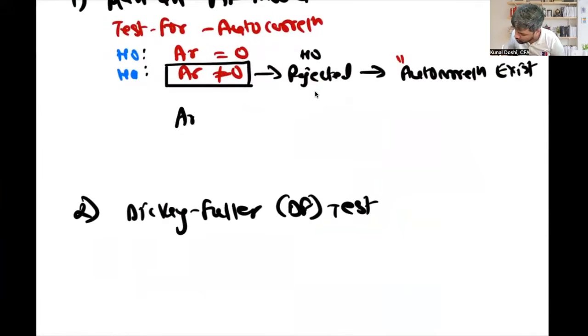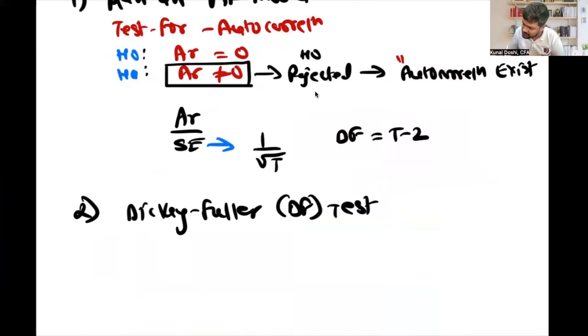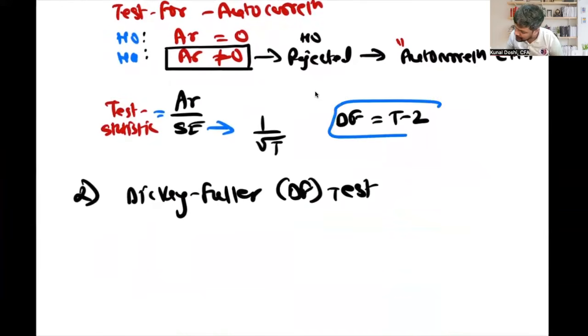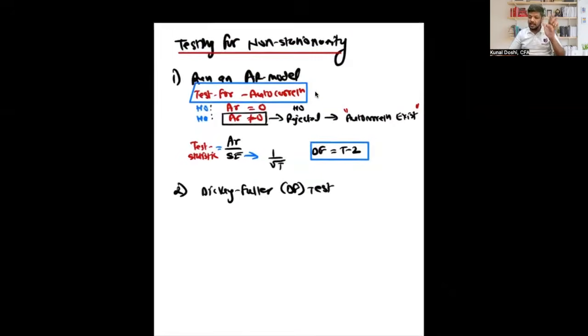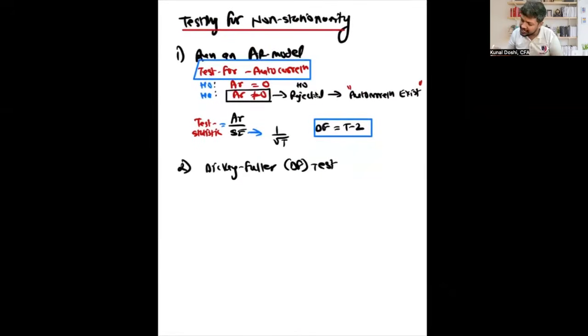The test statistic was autocorrelation divided by standard error, and the standard error was simply 1 over square root of T, with degree of freedom T minus 2. I'm doing the same thing. This is how we calculated the test statistic. Of course, we'll compare it with the critical value provided to us, right? This is the same test that we run. We run an AR model and test it for autocorrelation. If there is autocorrelation, it is not covariance stationary, it is non-stationary, and we cannot run the model.